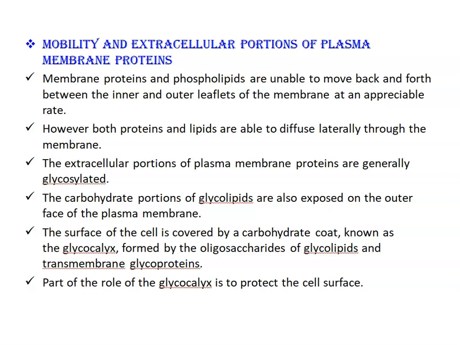The extracellular portion of plasma membrane proteins is generally glycosylated. Likewise, the carbohydrate portion of glycolipids is exposed to the outer face of the plasma membrane. Consequently, the surface of the cell is covered by a carbohydrate coat known as the glycocalyx, formed by the oligosaccharides of glycolipids and transmembrane glycoproteins. Part of the role of this glycocalyx is to protect the cell surface. In addition, the oligosaccharides of the glycocalyx serve as markers for a variety of cell-cell interactions.